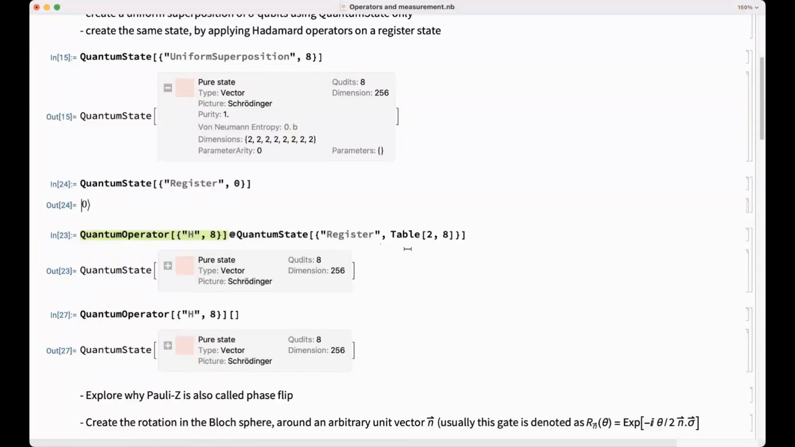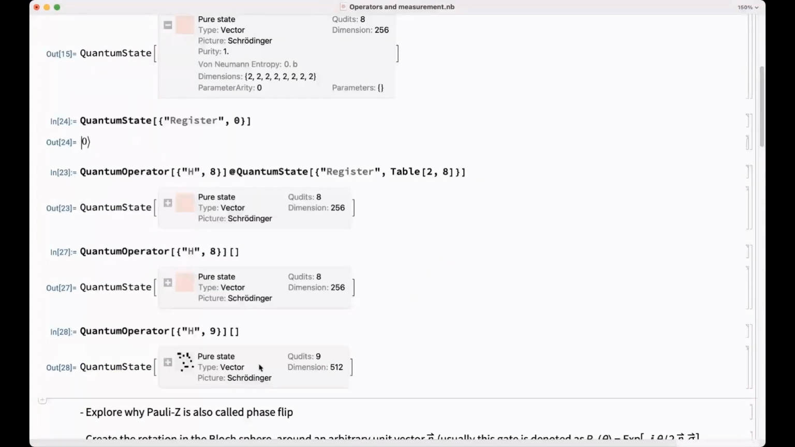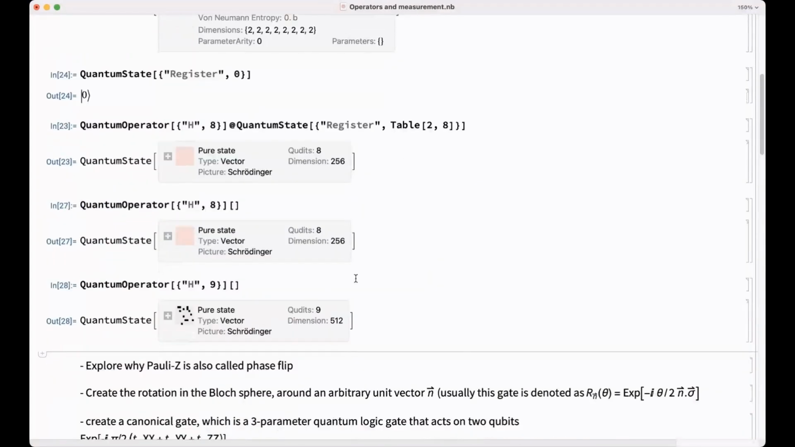For example, if we apply it on 9 qubits, automatically we understand that behind the scenes it is 9 qubits, and you can easily see that it's 9 qubits. So that's one common thing that you would see: whenever we want a uniform superposition, just apply Hadamard.